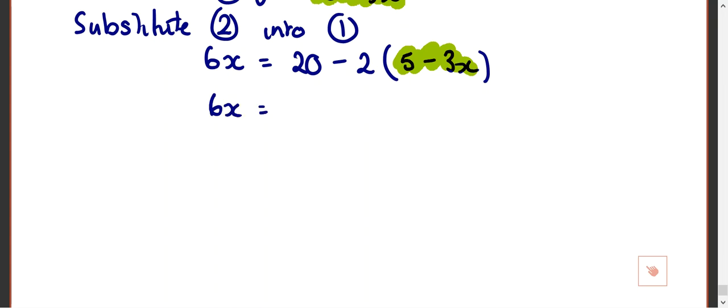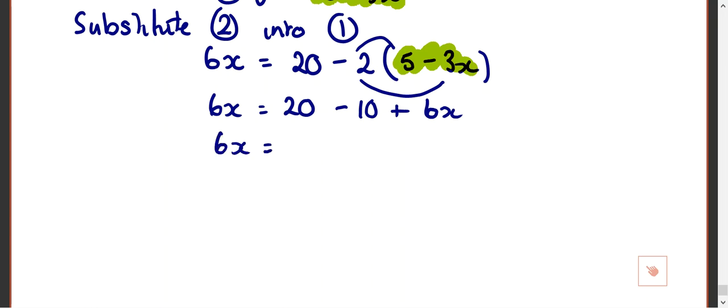So this would be 6x equals 20 minus 10 plus 6x, yes? 6x equals 20 minus 10 is 10 plus 6x. How about minusing 6x?